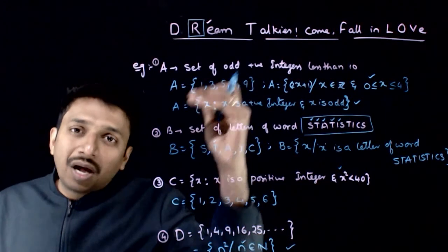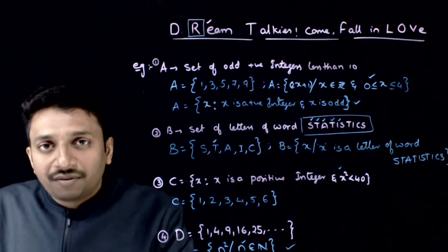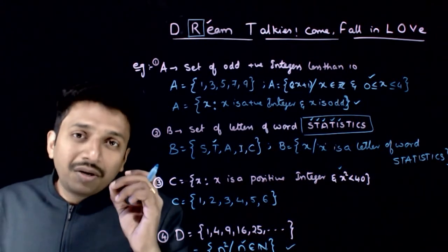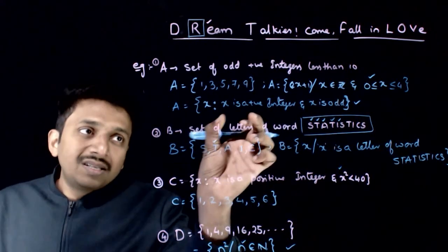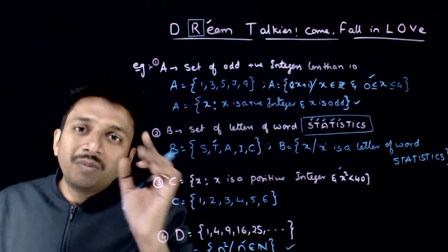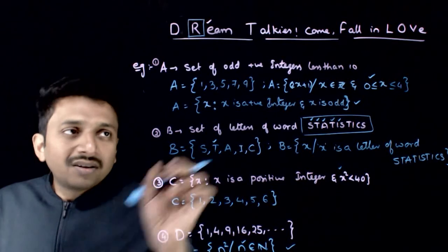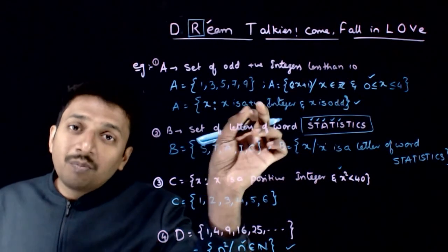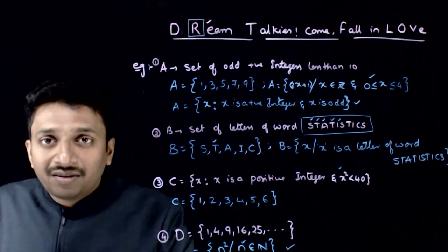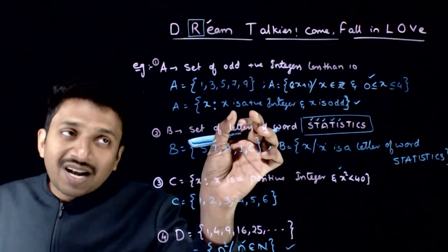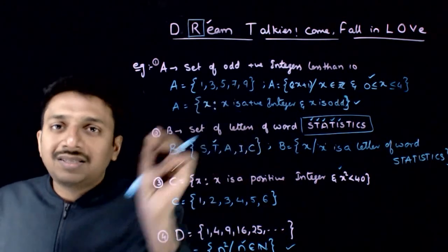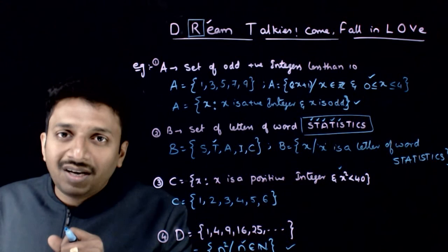So I hope you understood how you can write roster form and set builder form. And what you need to remember in this topic is set builder form need not be unique. That means for the same set, you might write one answer, your friend might write another answer, both of you might be right. So set builder form is right as long as you can build the set from the given definition.